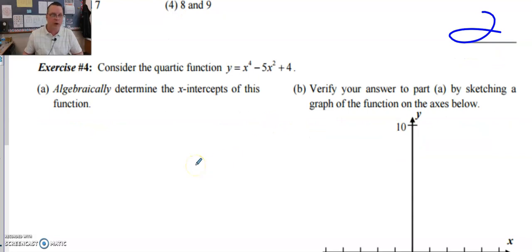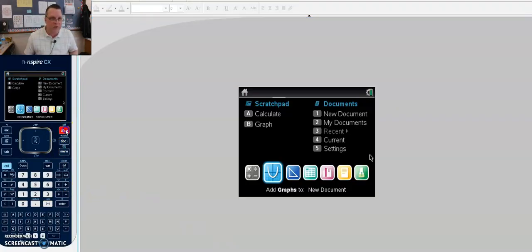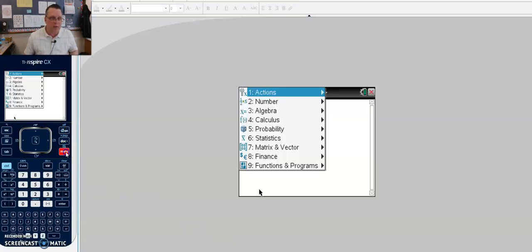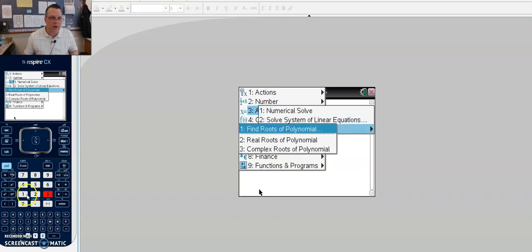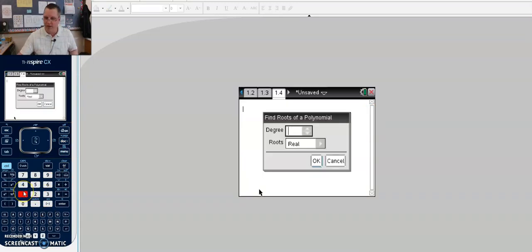Now, consider the quartic function. Algebraically determine the x-intercepts of this function. So here we go again. Menu, let's go back here. Menu 3 3 1. The degree is 4 this time, a degree of 4, and we're going to hit OK.